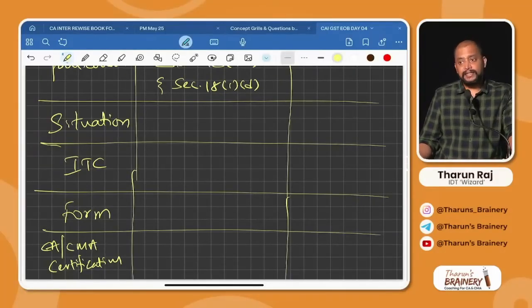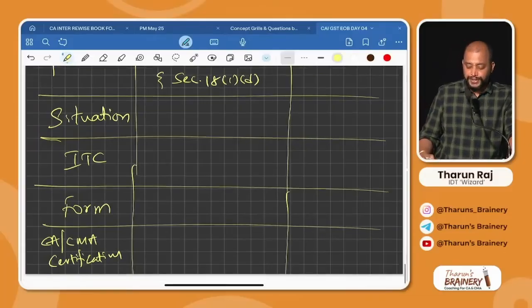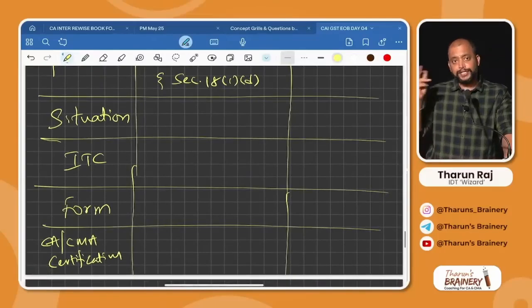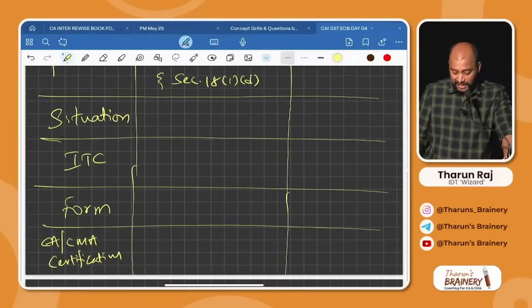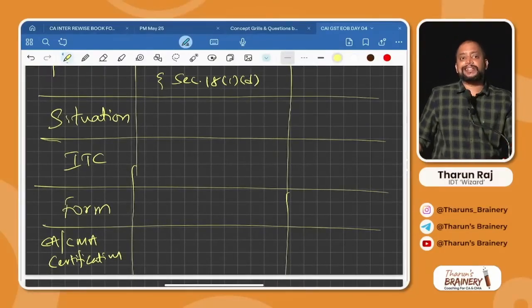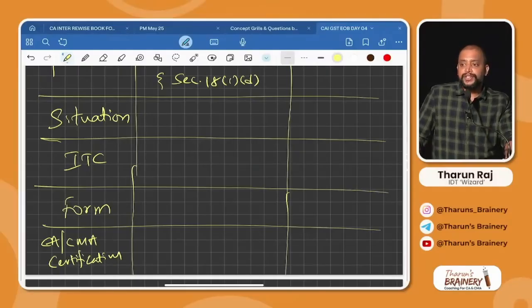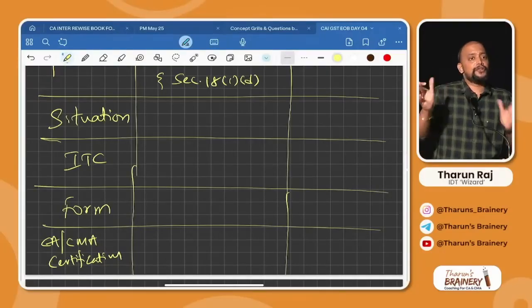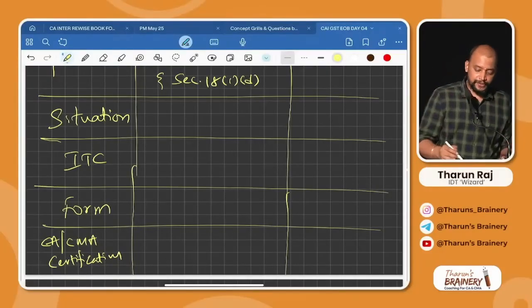Next, capital goods. How will we do in case of capital goods? Capital goods, that also you write for 18(1)(c) and 1(d): ITC availed equals GST paid minus 5% for every quarter or part thereof. But in 18(4), what will we do? ITC availed divided by 60 months into balance life. Is it clear? Fine. Now you understood the differences between these two.